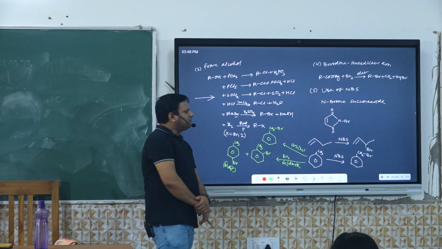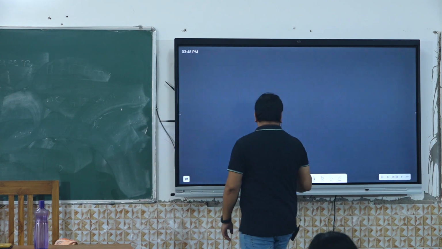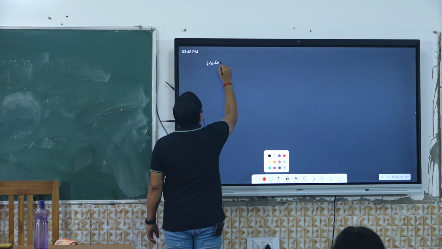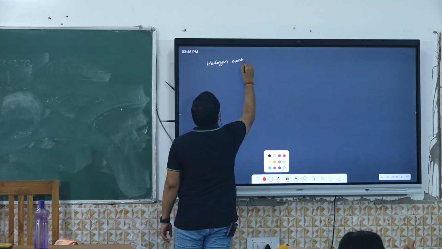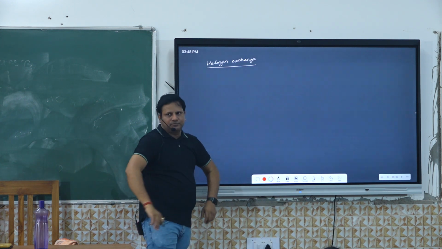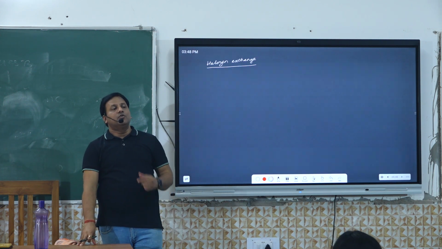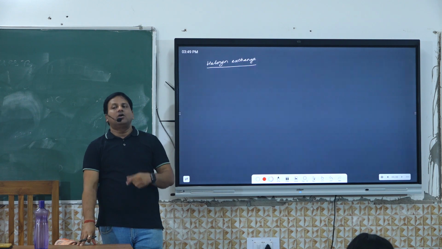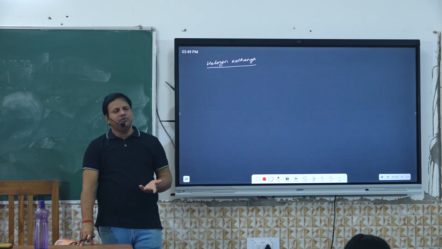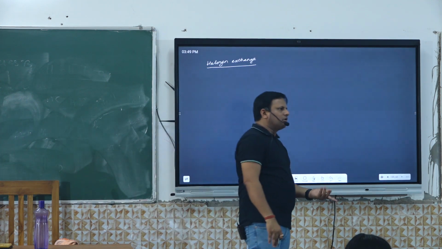Then the next method is halogen exchange. Next method is halogen exchange. So what is the need of making halogen exchange? Because yesterday we discussed we cannot make the fluoroalkane or iodoalkane directly, because fluoroalkane formation is too reactive and iodoalkane formation is very slow. So we can prepare chloro and bromo.